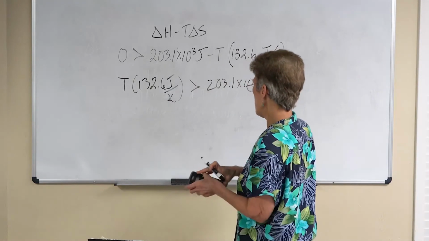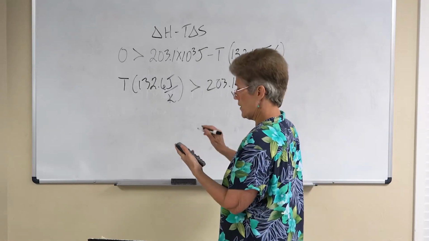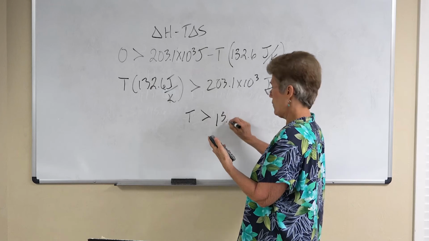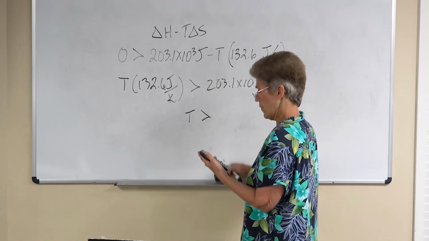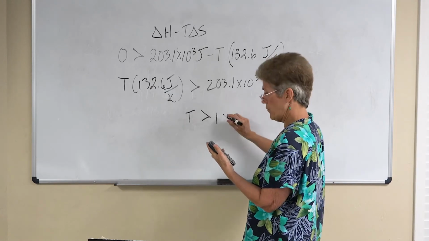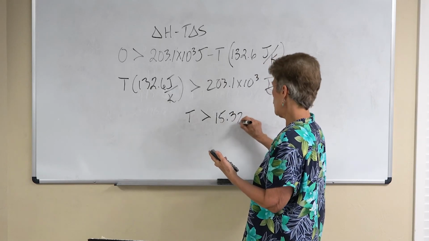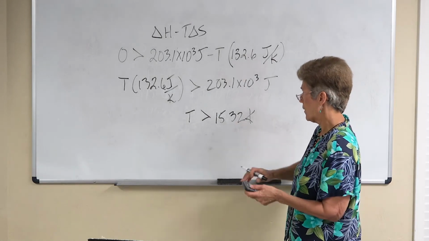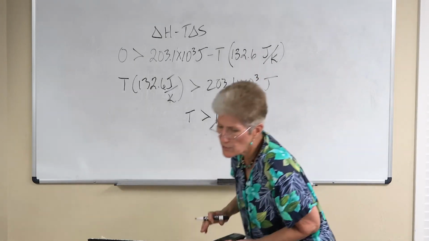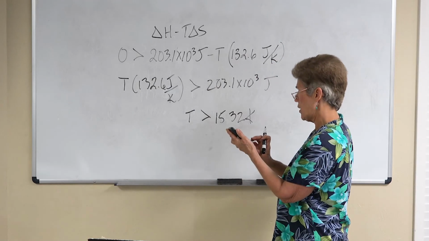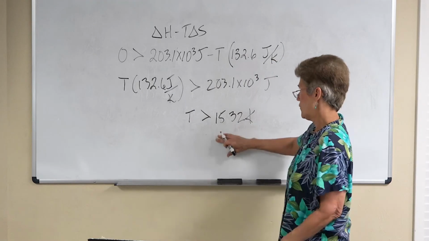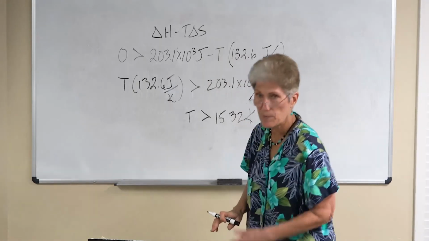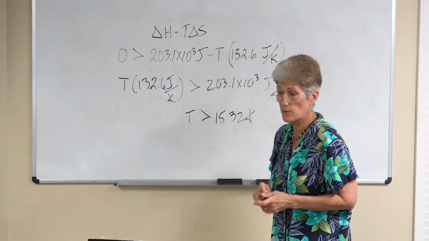So now we're going to divide this, and that's going to give me a temperature greater than 1532 Kelvin, 4 significant figures. Let me just check that. Yep. So there it is. And that's when it would be spontaneous, because that's when the Gibbs free energy is less than 0.